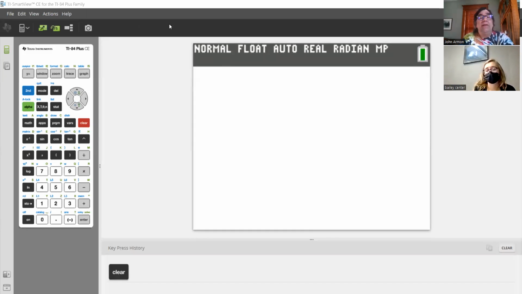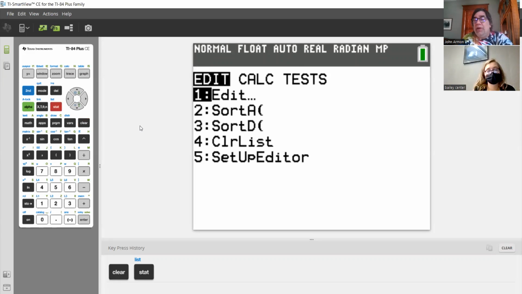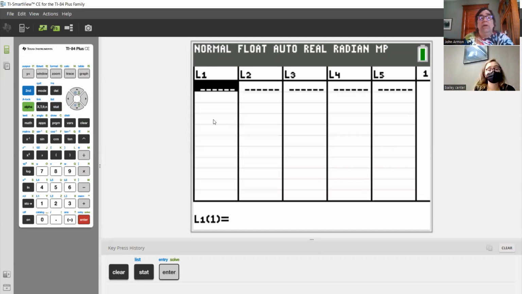So when you're doing these on the calculator, this is the 84, under the stat menu, you have a way of editing your lists. So we want to edit your two lists. We're going to put the data in L1 and L2, then have the calculator do the steps for us.